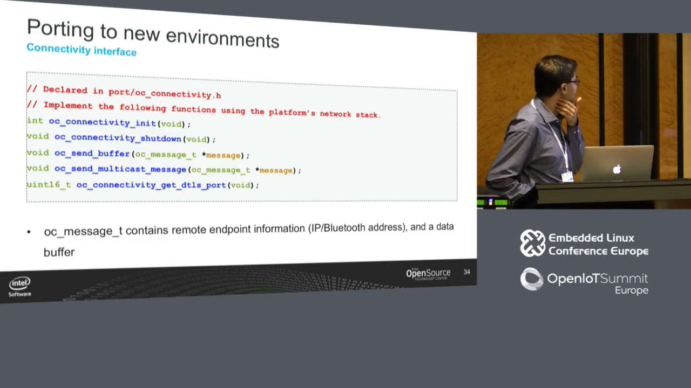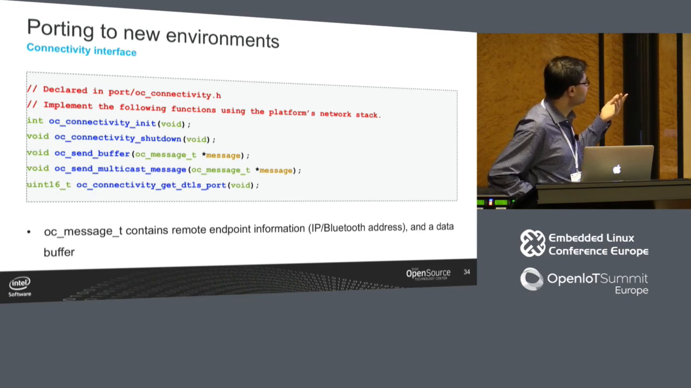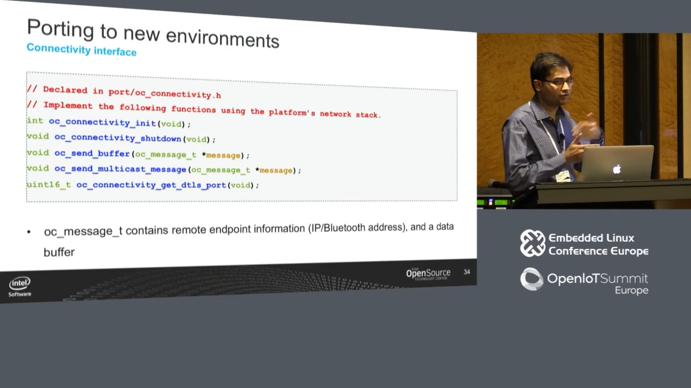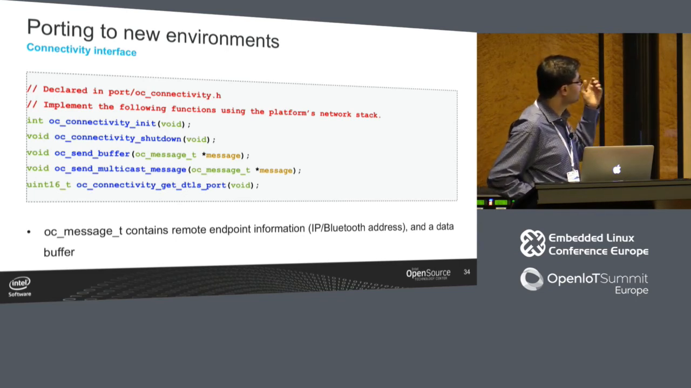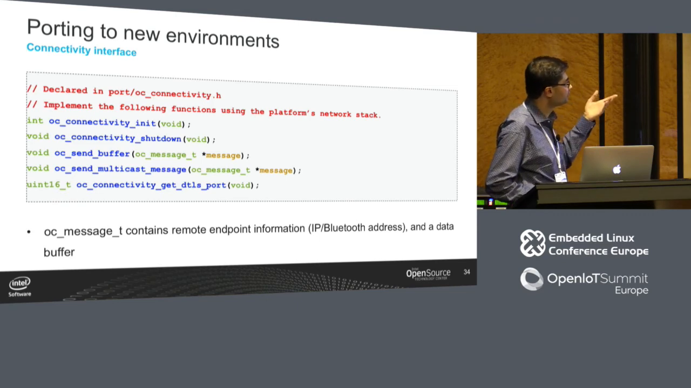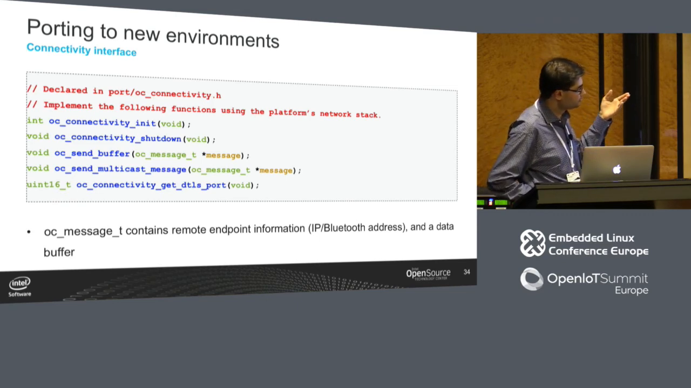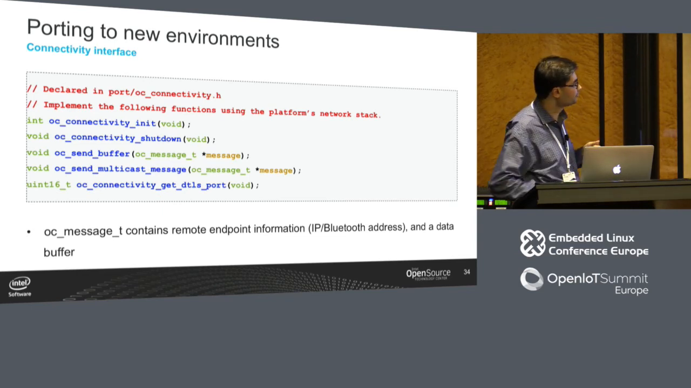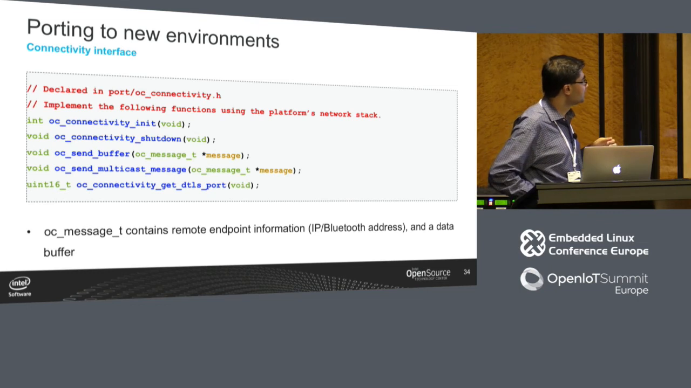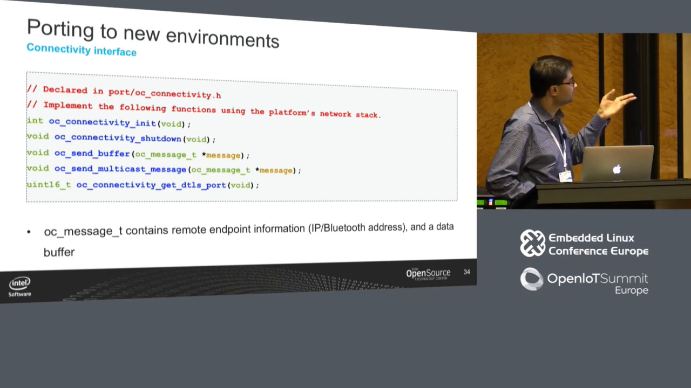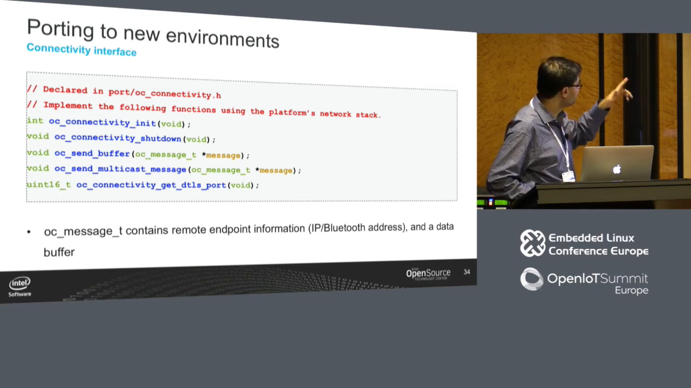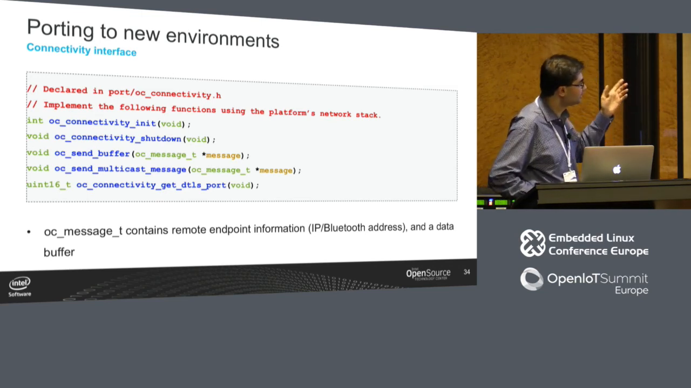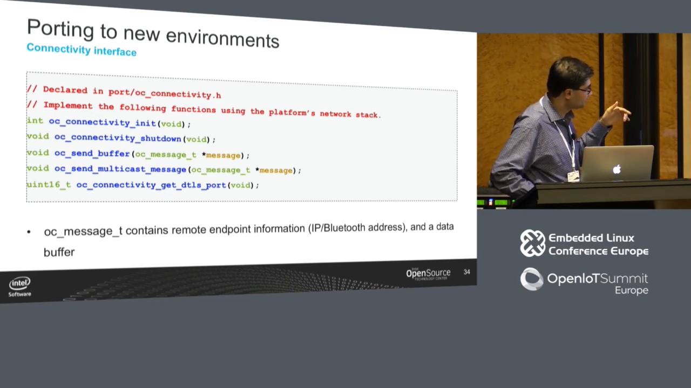These are all the functions that are part of the connectivity interface, where you have functions for initialization, where you might want to set up and configure your sockets, shutdown for clearing resources, sending a buffer, which basically sends a message to some remote endpoint, sending a multicast message, and getting the currently assigned DTLS port. These are all functions that the framework internally calls, and so they need to be implemented correctly on any target. The OC message T structure contains all the remote endpoint information, which could be the IP address or Bluetooth address, as well as the data buffer.